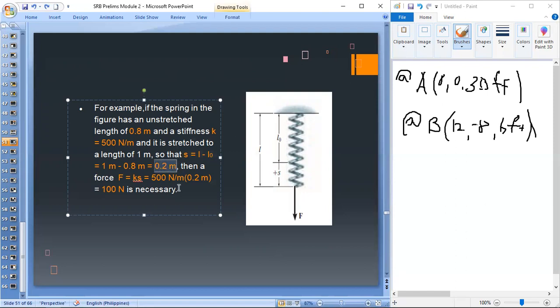So, then, a force of 100 newton is necessary. So, times mo lang yung constant mo, or elasticity, K, times your distance traveled by your spring. So, 100 newton is necessary para ma-stretch mo siya ng ganun kalayo. Okay?